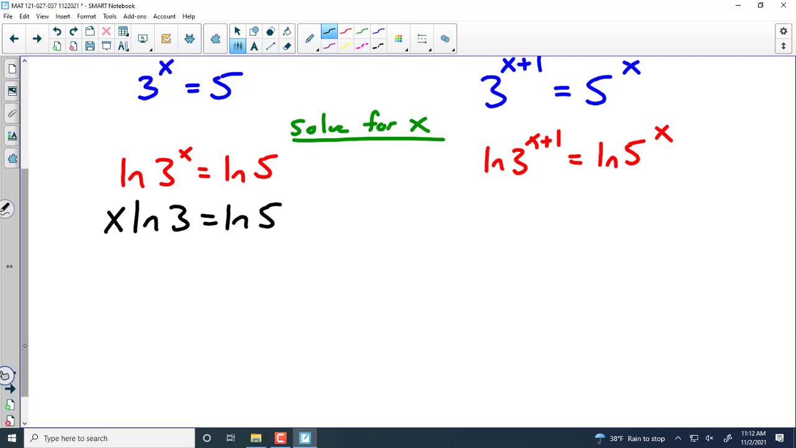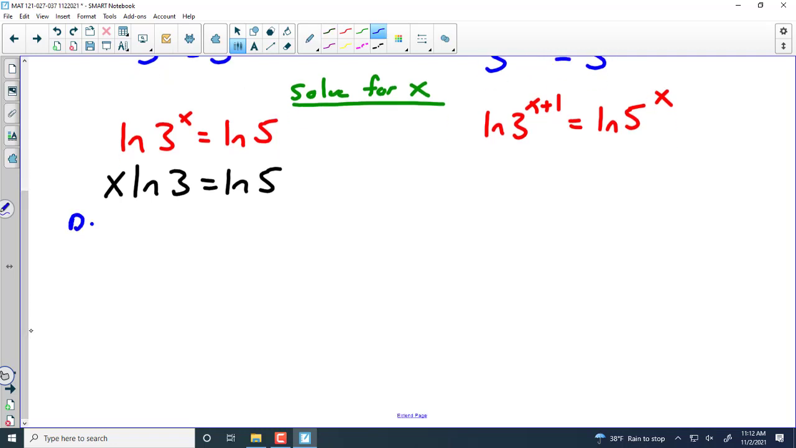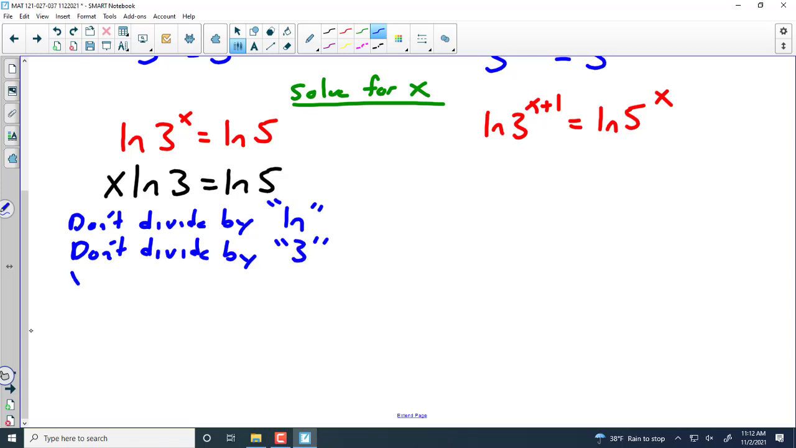And now once it's down, what do I do to both sides of the equation? Divide by what? By 3. Yeah, you got to be careful here, everyone. You don't divide by ln. You don't divide by 3. You divide by ln of 3. Don't break up the logarithm from its number. You can't do that. You divide both sides by ln of 3.